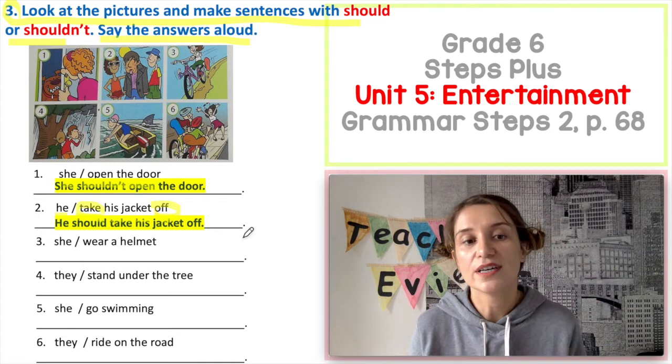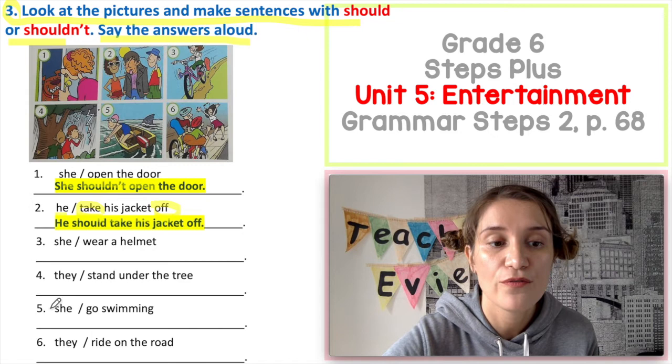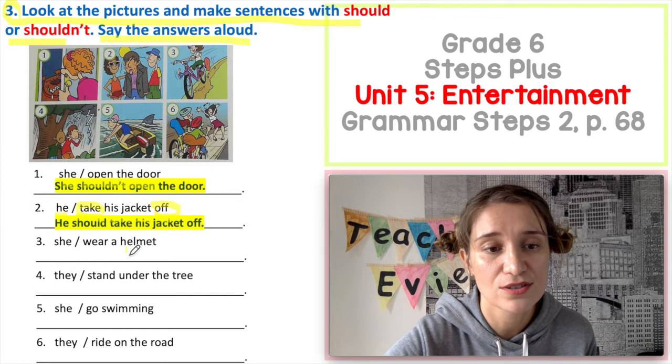Now you do number 3, 4, 5 and 6. Wy robicie 3, 4, 5, 6. Pomogę wam tylko tutaj z niektórymi rzeczami. Co to jest helmet? Helmet. Kask. Kask. To wszystko proste. Ok, w zasadzie to tylko helmet. Ok.